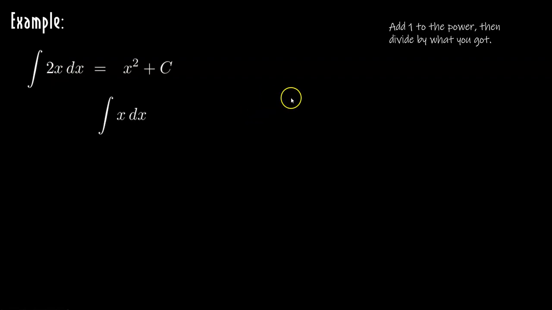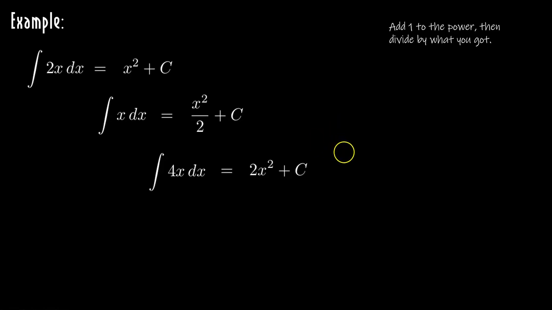If there wasn't a coefficient there, I'd still just add 1 and then divide by what I got. So x squared over 2 plus c. What if the number in front is 4, not a 2 or not a 1? Same thing. Add 1 to the power, divide by what you get. So we get 2x squared plus c. And if the number out front has absolutely nothing to do with the power at all, has no factors involved, same thing. Add 1, divide by what you get. So you get 5x squared over 2 plus c.